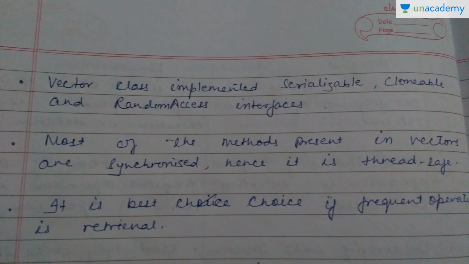Going forward, we can see that the Vector class implements the Serializable, Cloneable and RandomAccess interfaces. We'll go through these interfaces in detail in later classes. Most of the methods present in Vector are synchronized, hence it is thread safe. It means that at a particular time we can do insertion and deletion in the same manner, and since it is thread safe, we won't get any inconsistency. It is the best choice if the frequent operation is retrieval.